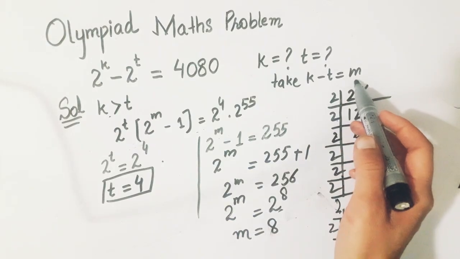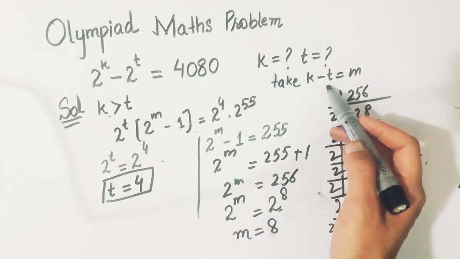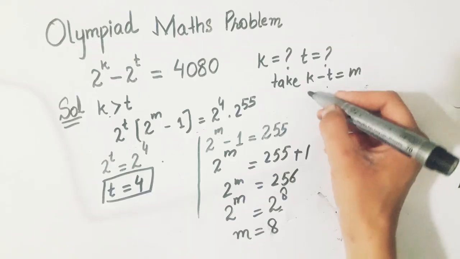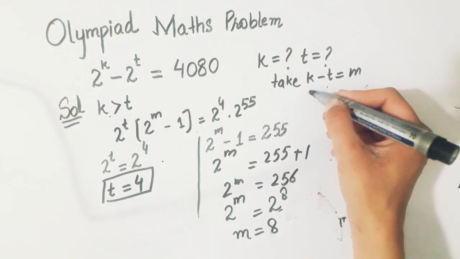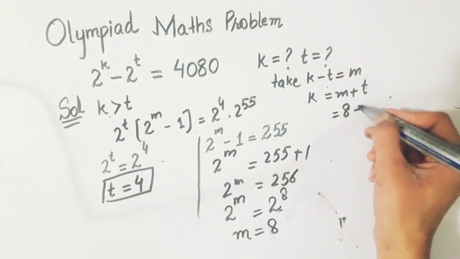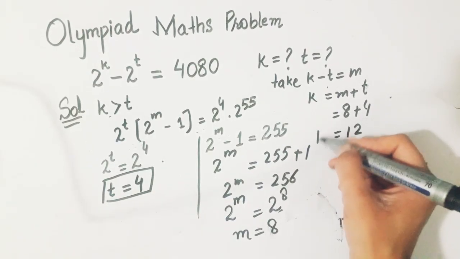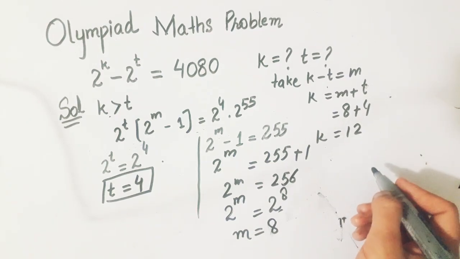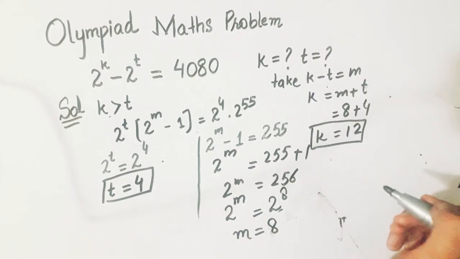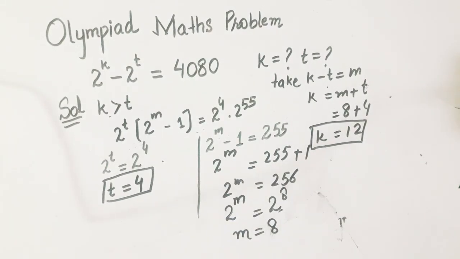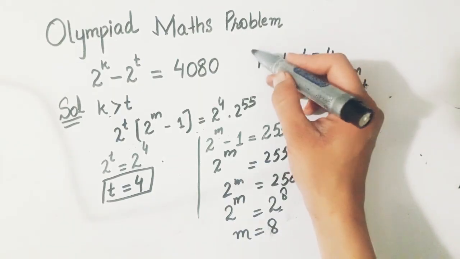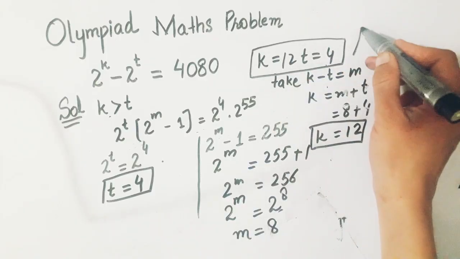Now the value of m is 8, t is 4. So what will be k? We will find the value of k by substituting the value of t in this equation. So k equals m plus t. m is 8 and t is 4. So 8 plus 4 will be 12. So k is 12. Now after solving this, we will verify whether our answer is correct or not. First write the answer, k equals 12 and t equals 4. So this is the final answer.